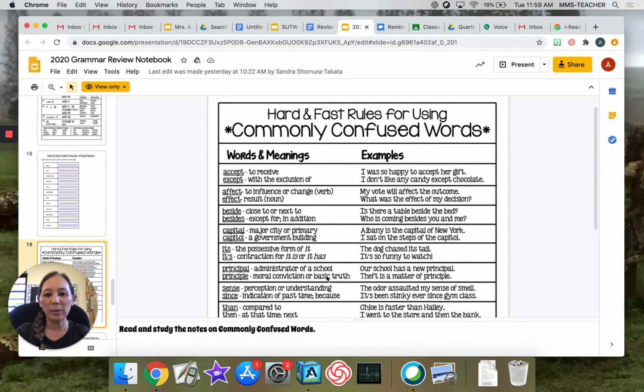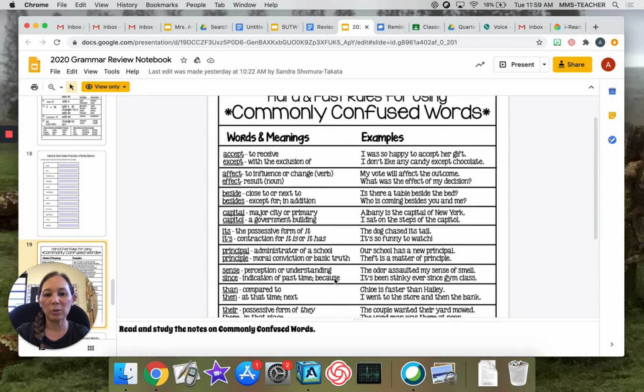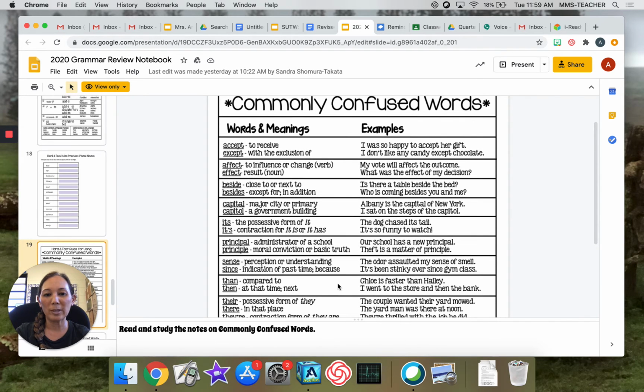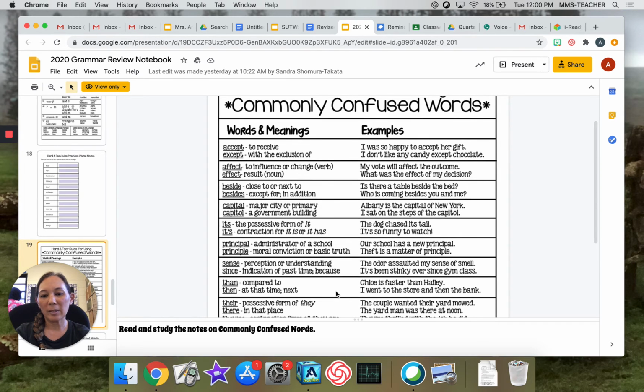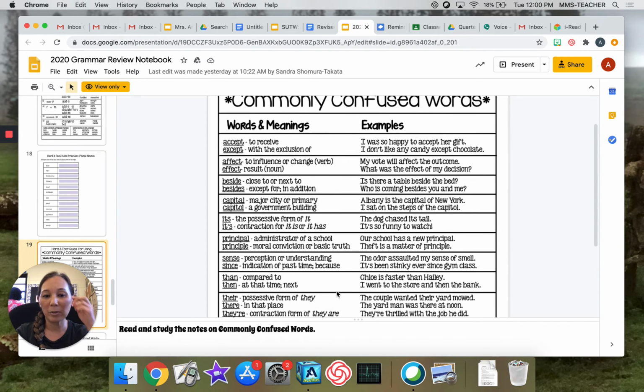Sense is the next one. Perception or understanding. The odor assaulted my sense of smell. And since, indication of past time or because, it's been stinky ever since gym class. Than, T-H-A-N, it's compared to. Chloe is faster than Haley. Then, at that time or next, I went to the store and then the bank.